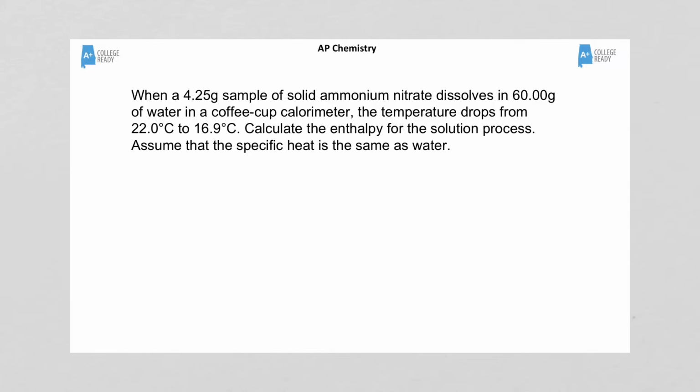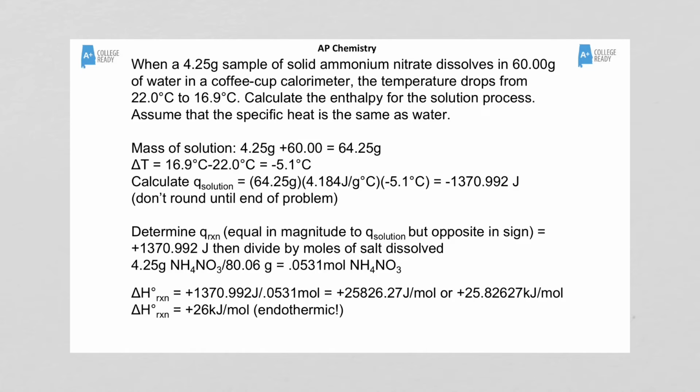So I've got to do 16.9 degrees Celsius minus 22 for my delta T. So here's kind of the whole process. My total mass, my delta T calculation. Notice it is negative because the temperature did drop. Here's my Q calculation.